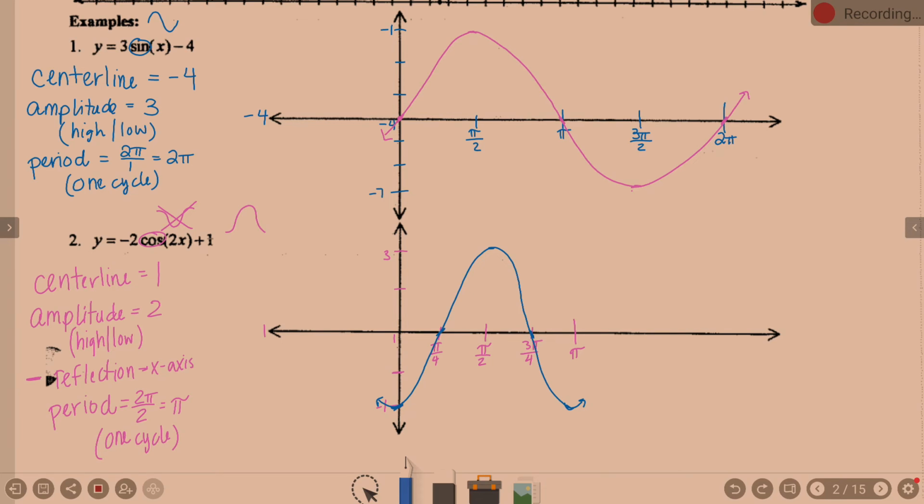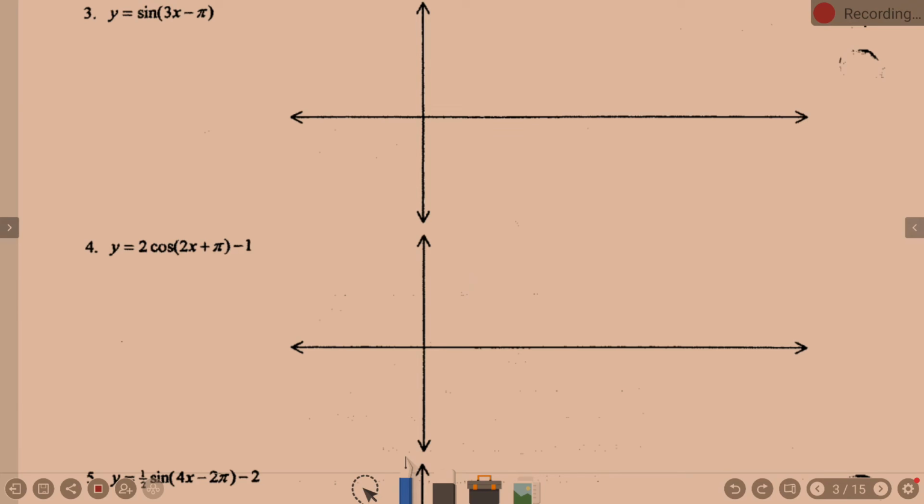Okay. We ready to try 3? I think we have time. We'll make time. Okay. Yes. Well, this one gets a little trickier, so. Okay, what do we know?